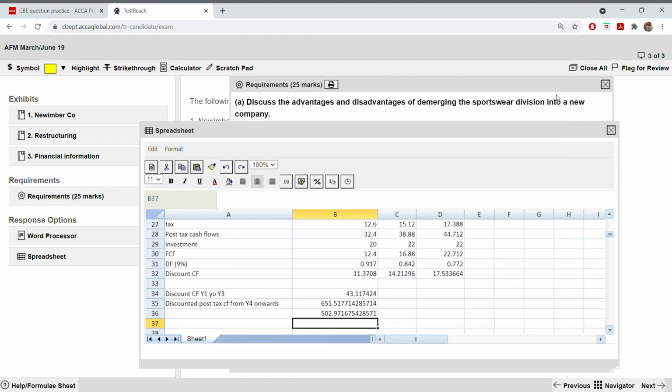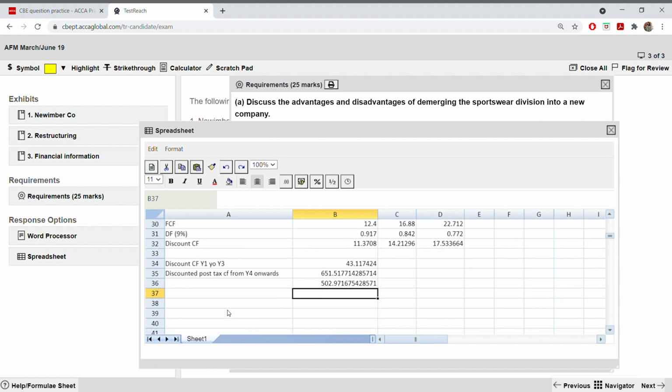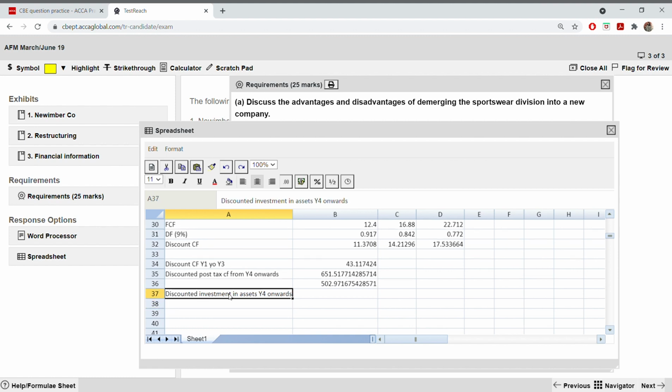Some of you might stop at this stage and start valuing it. No, you have to take the discounted investment in year 4. What is it? Discounted investment in assets year 4 onwards. Okay, don't write discounted investment in year 4. You have to write the word onwards to show that it's forever.